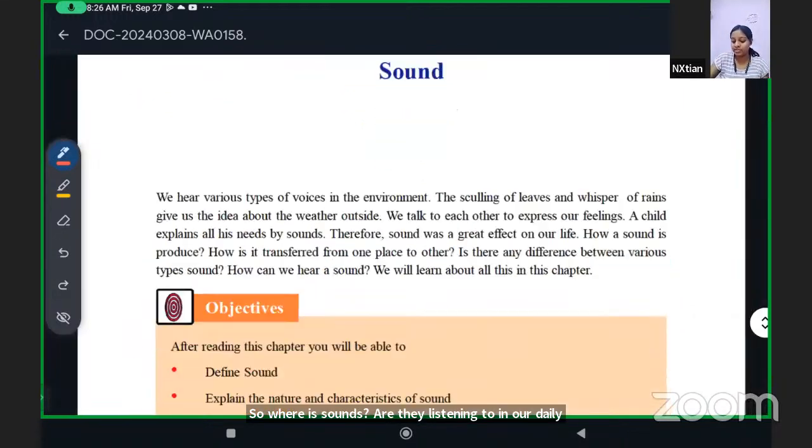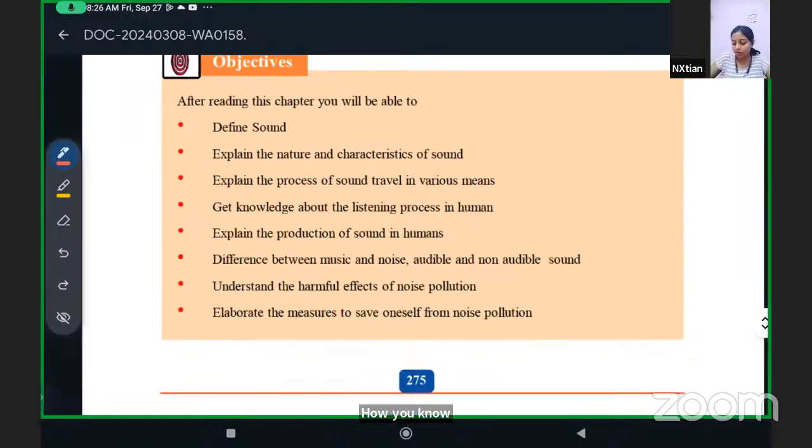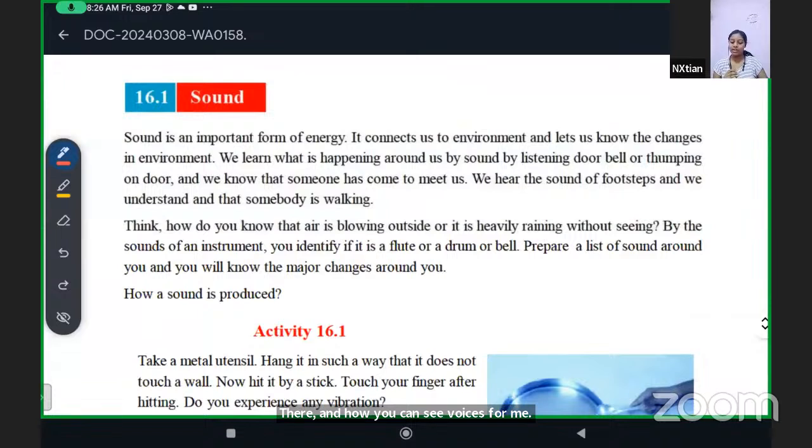This is what this chapter is about. We are going to do the definition of sound, its characteristics and nature, and how sound travels, and about the listening process in humans, how it reaches us. And then how sound is produced, how noise pollution is caused, and how we can save ourselves from noise pollution. So we are going to study all of that.